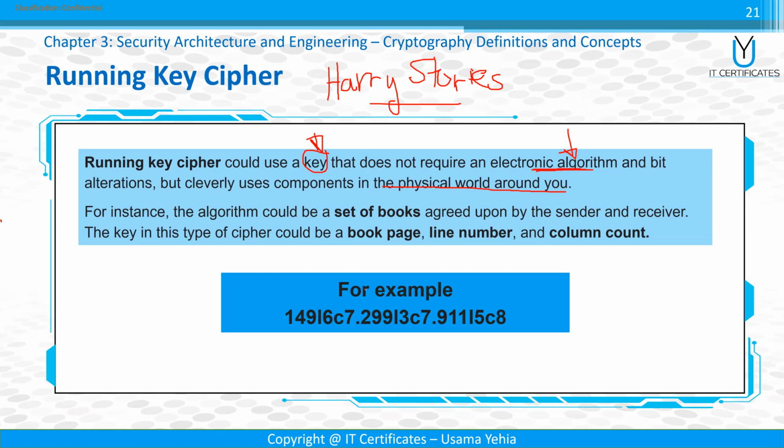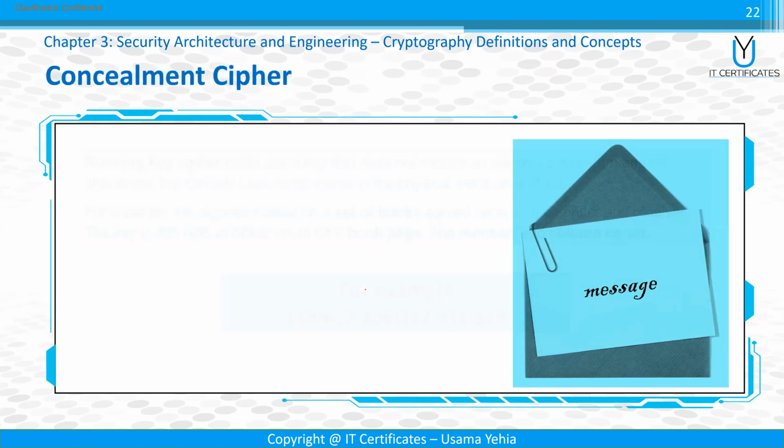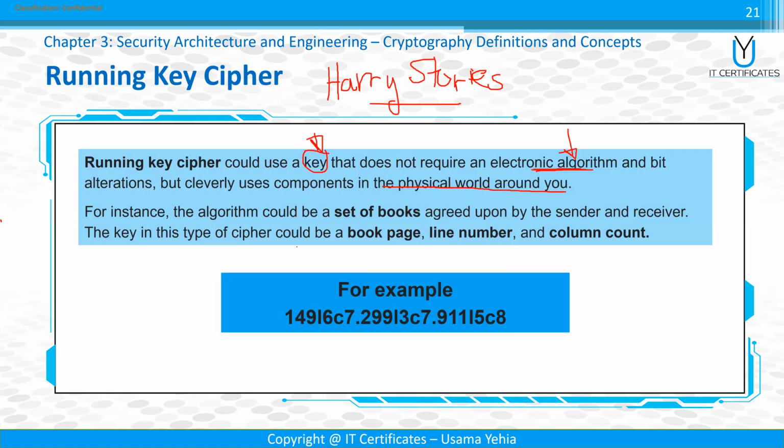14916C7 dot so and so. What is this? This means that it will, for example, I'll say Harry Potter Part 1, Part 2, Part 3. I forget, I think it is 6 books. It will be book number 1 or 2 or 3. Then the first character will define which book. Is it Part 1, 2, 3, 4, 5, 6?